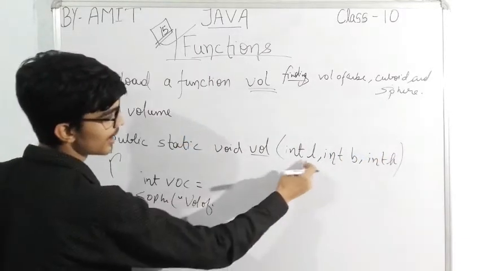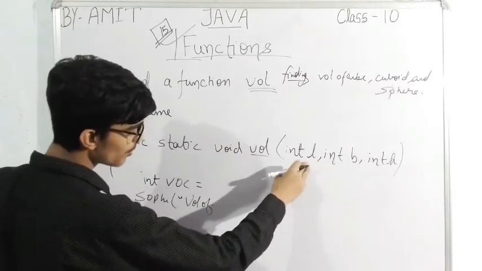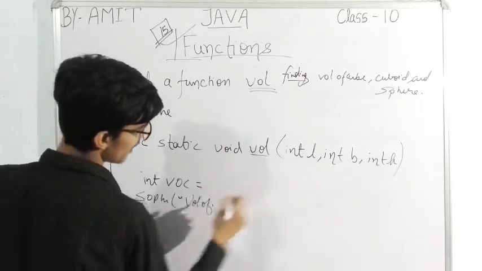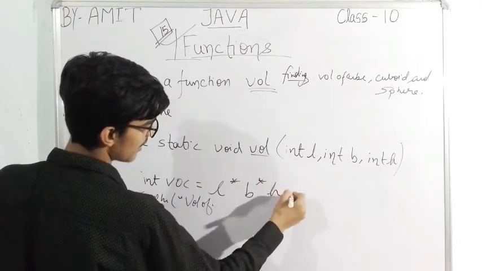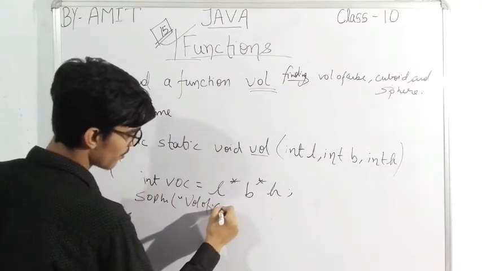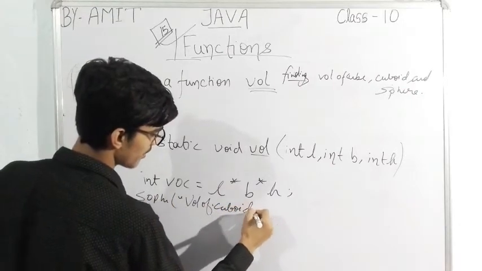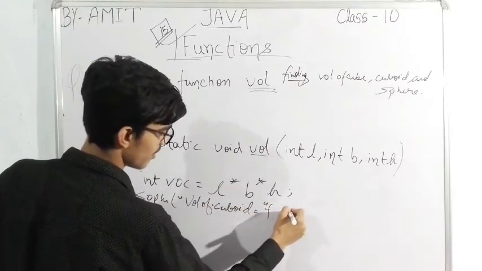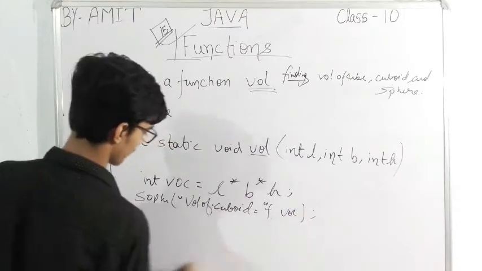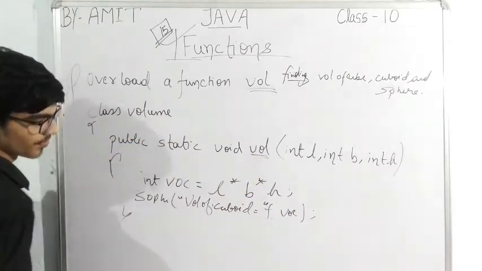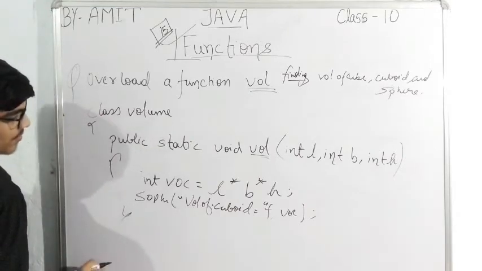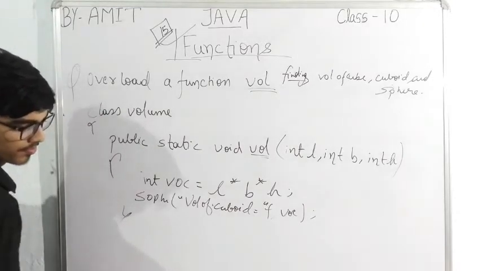voc means multiplication of these. Volume of cuboid is l into b into h, and print volume of cuboid is equal to plus voc. This we have written inside this again. Copy this down.